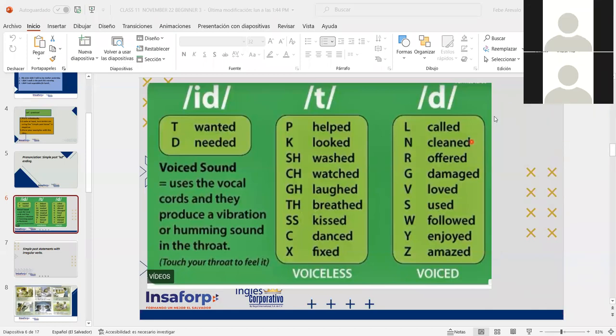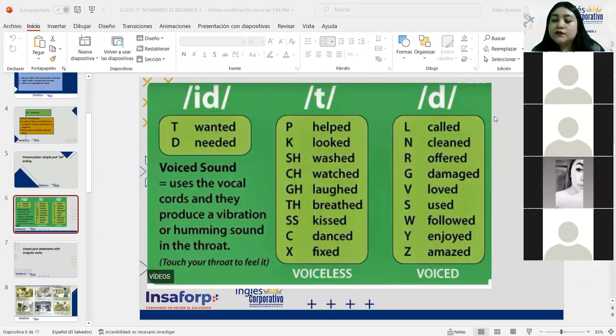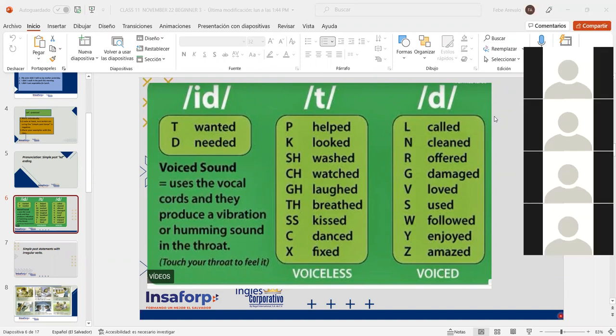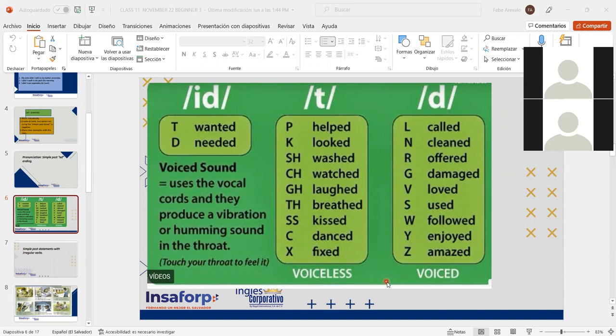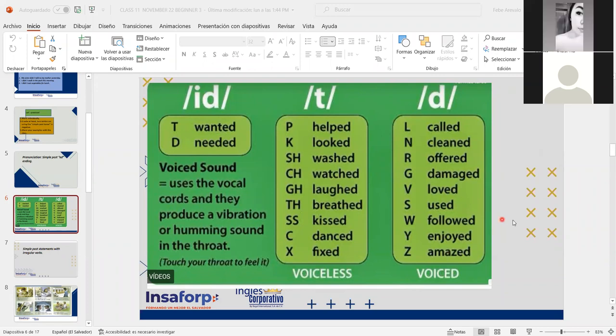Very good. Let's see. What about, let me check. Miguel Navarro, tell me the verbs, please. Okay. Wanted, needed, helped, looked, watched, launched, breathed, kissed, danced, fixed, called, cleaned, offered, damaged, loved, used, followed, enjoyed, amazed. Amazed. Amazing. There you go, excellent, sir, thank you. Now, let's recall something before the other ones pass.